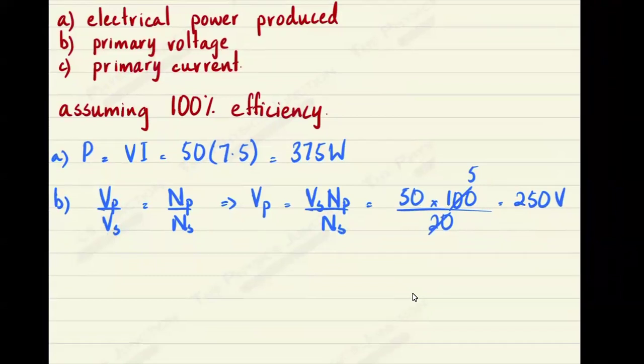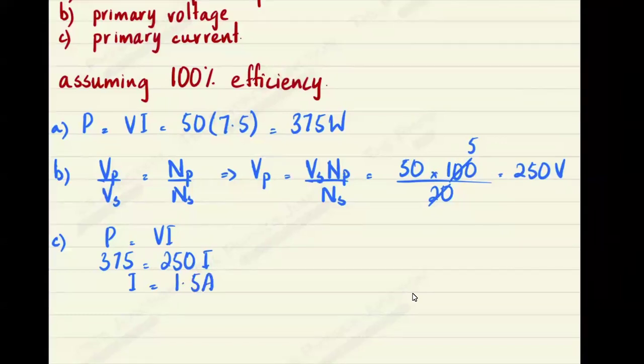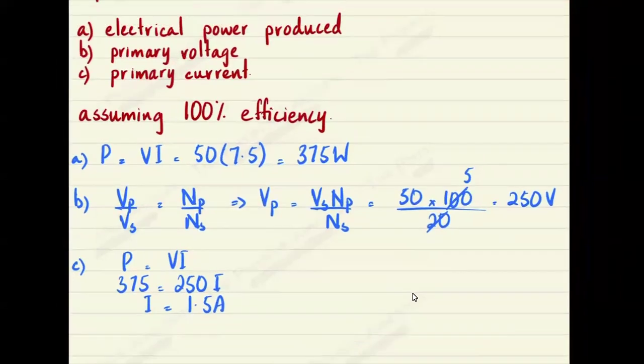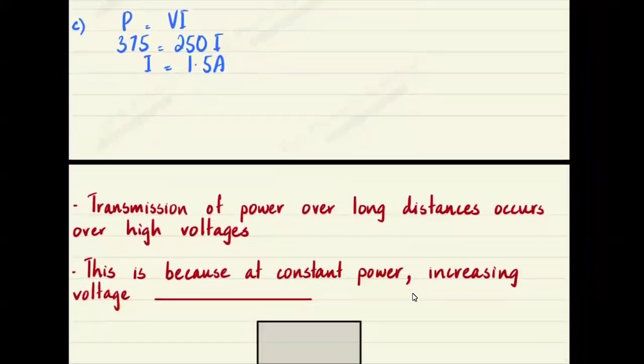Part C, primary current. Just for the sake of diversity, let's try to do this one using P equals VI. So I already have P, right? So that's 375 equals 250 times I. Let's solve for I now. So that's 375 divided by 250. This turns out to be 1.5 amperes. And you can also do this as an exercise for yourself where you try to find the current using the turns ratio method. Again, you would probably get the same answer.